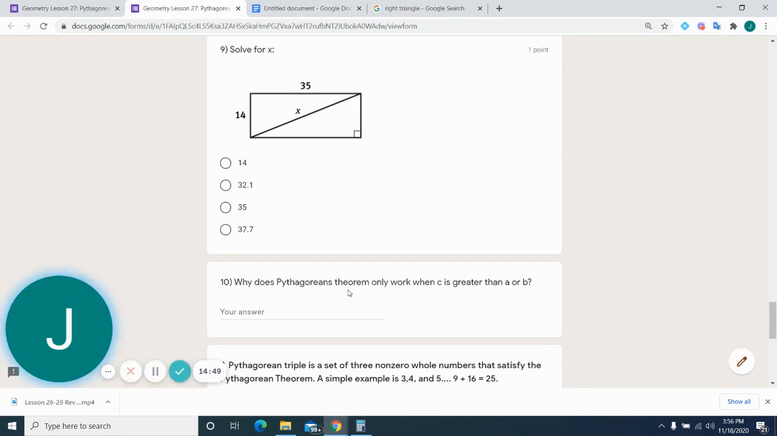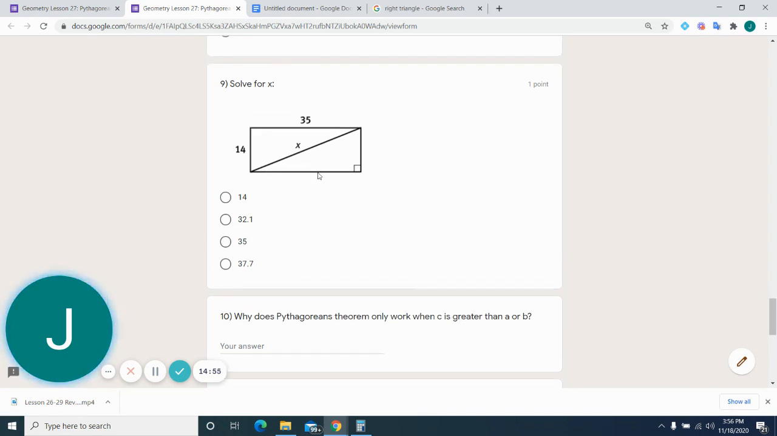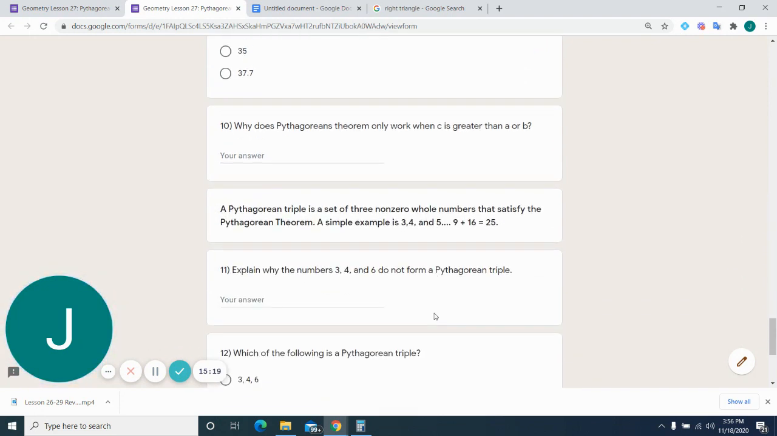Okay. Why does this theorem only work when C is greater than A or B? So I want you to think about what would happen if this length was smaller than this side right here, right? So if one of these was bigger, then when this reaches across, would it reach all the way over to this corner? No, it wouldn't. So it only works because if C is smaller, then it's not going to complete the triangle. It won't reach the other side.